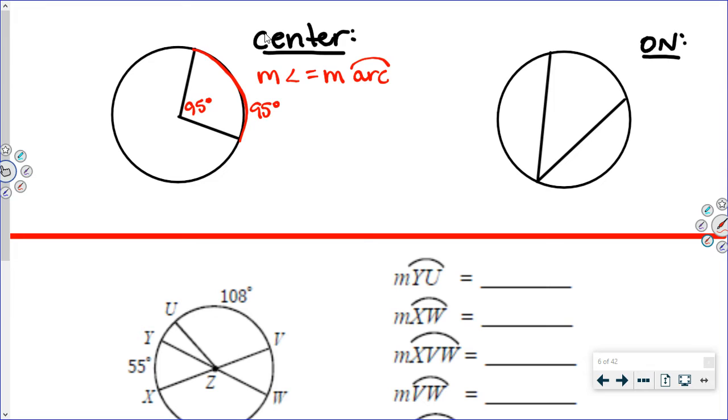They are equal. Whereas if the vertex is on the circle, the measure of the angle equals 1/2 the arc. Or, the other way, the arc is equal to 2 times the measure of the angle. Hypothetically, let's make this angle 30 degrees. That makes this arc twice that amount, which would be 60 degrees. So if it's at the center, they are equal. If it is on the circle itself, the angle is half the arc, or the arc is twice as much as the angle. Let's take a look at some examples.